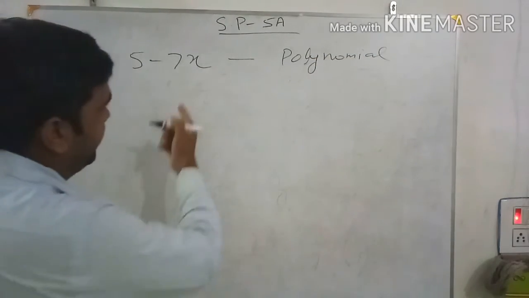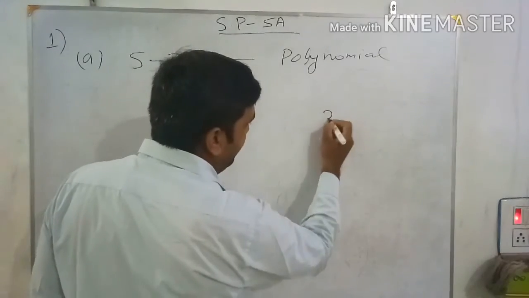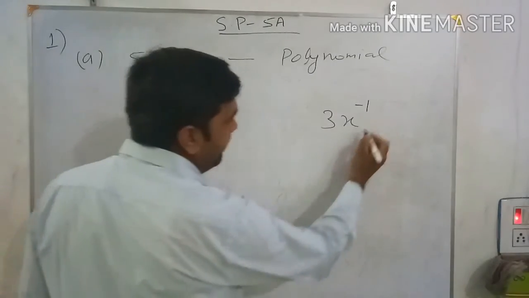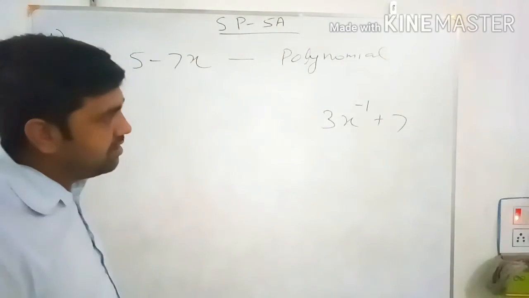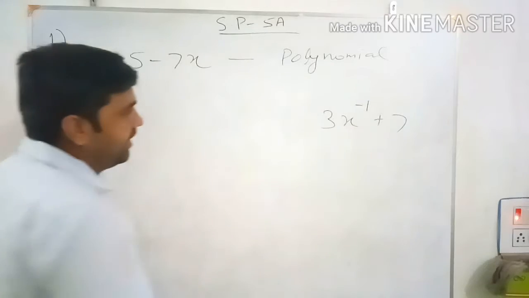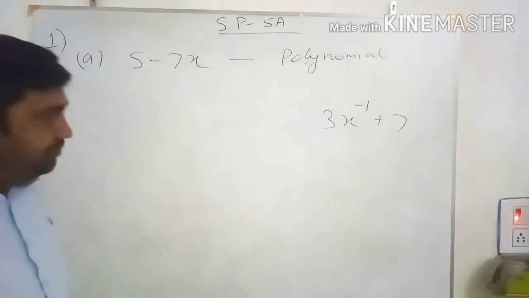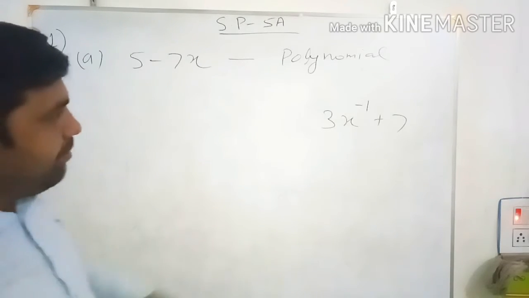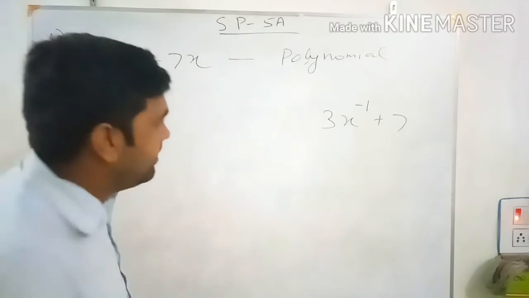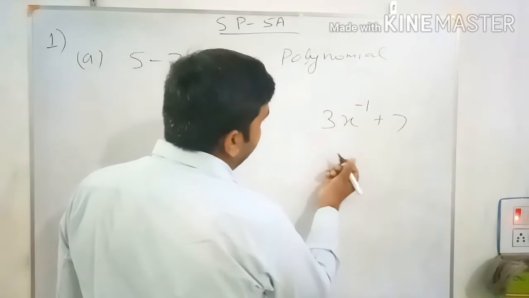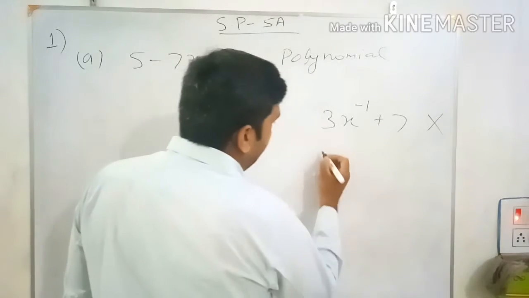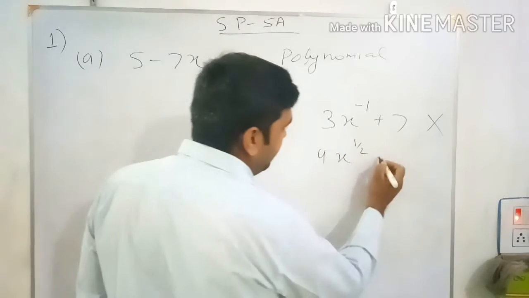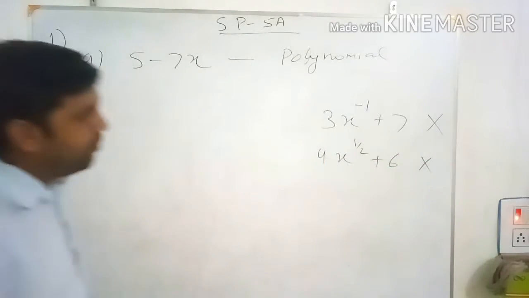Suppose we take 3x to the power minus 1 plus 7. This is not a polynomial because the degree of the variable x is a negative integer. In a polynomial the degree of the variable should not be negative, and it should not be a fraction either. Another example, 4x to the power 1 by 2: the degree is a fraction, so this is also not a polynomial.